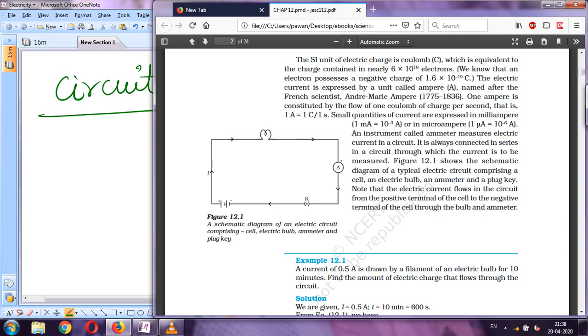Bulb is an electric component. Ammeter we just studied. Its symbol is like this. The key is just like the switches you have in your home or in school. And this is a battery. This is the symbol of a battery. I will explain it to you.